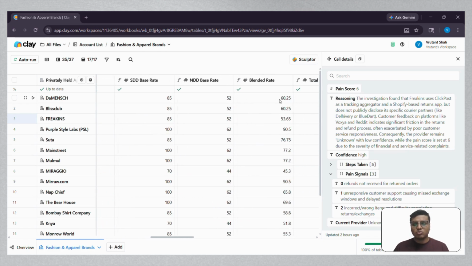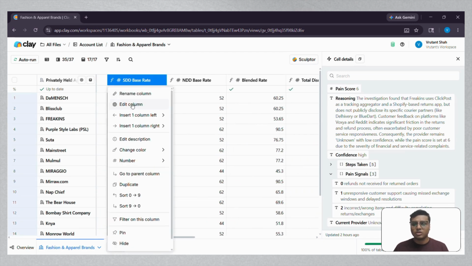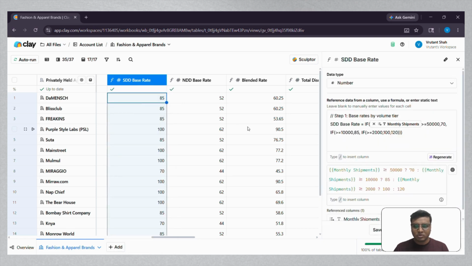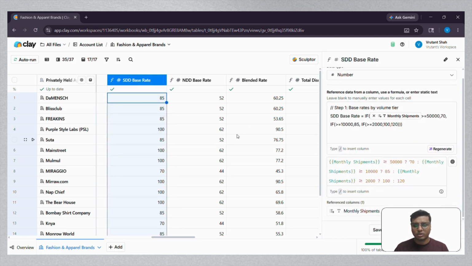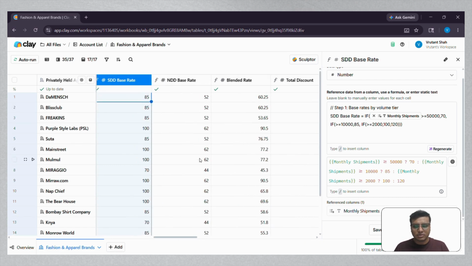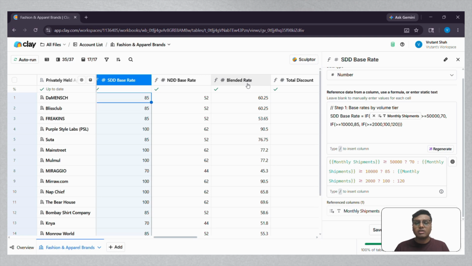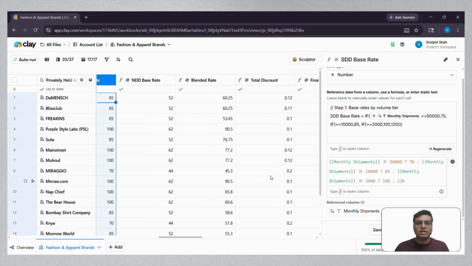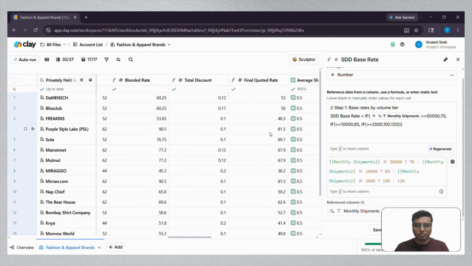Then comes the most important part, where we are using different formulas to get the quoted rate per kg. We are following a 3-step formula. Step 1 is calculating the base rate from the volume-tiered rate card, where we have tiered certain specific categories and defined that if it is as per this volume or this particular kg, then this is how it should be. Step 2 is blending the SDD and NDD rates. Finally, we find the discount that we can offer to make our rates more competitive. As the final output, we have a single quoted rate that we can offer.